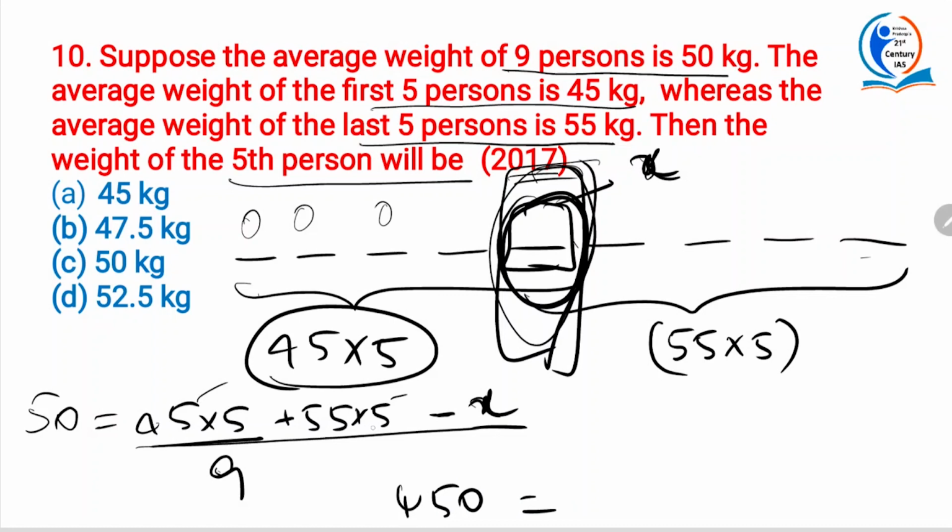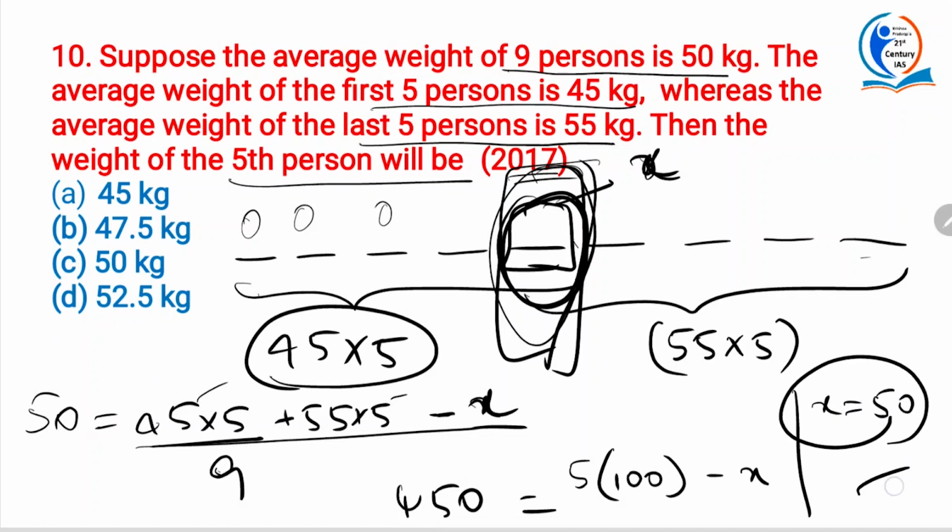Now 9 into 50 is how much? 450. Now if you take 5 common, what will you get? 5 into 45 plus 55, which is 100, minus X. So X is 500 minus 450. So X is equal to 50. So C is the answer.